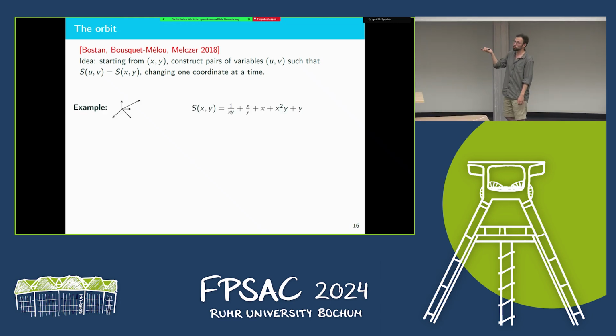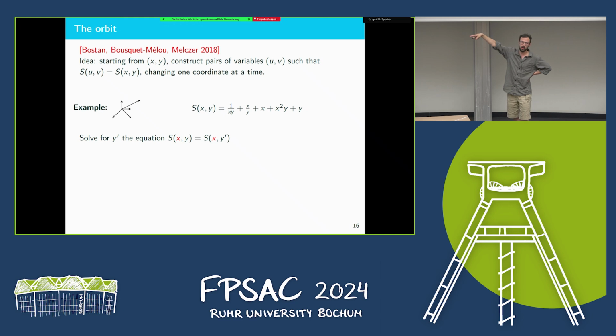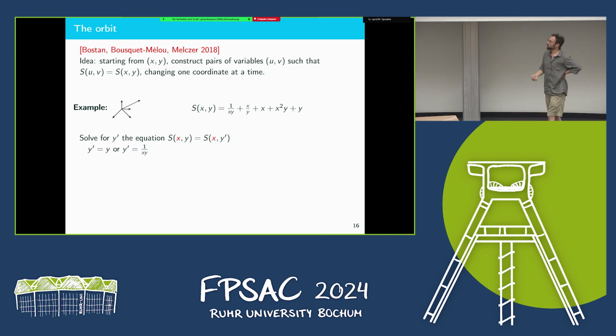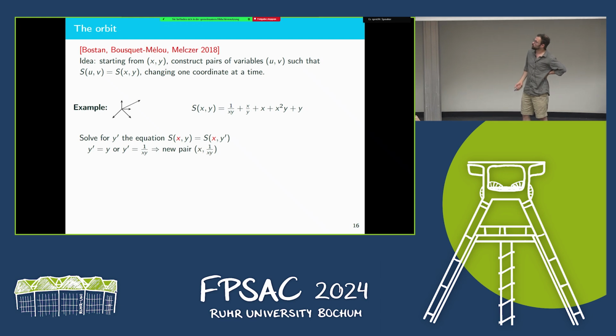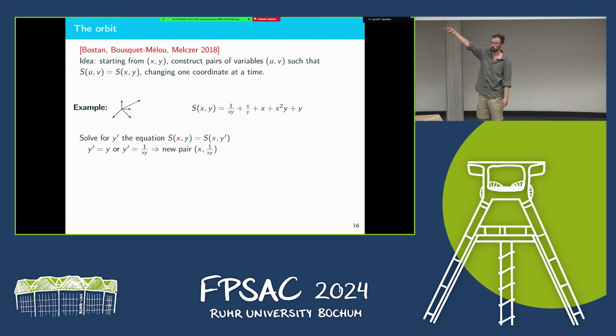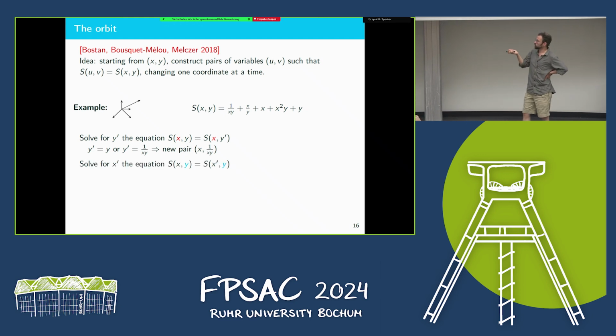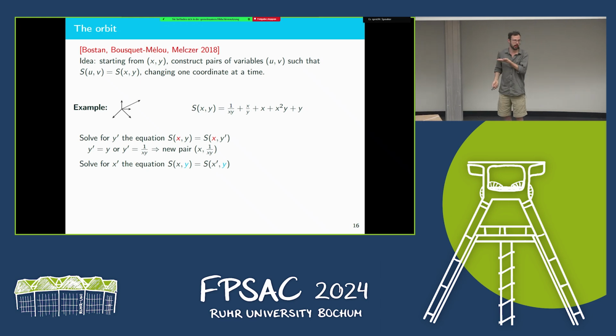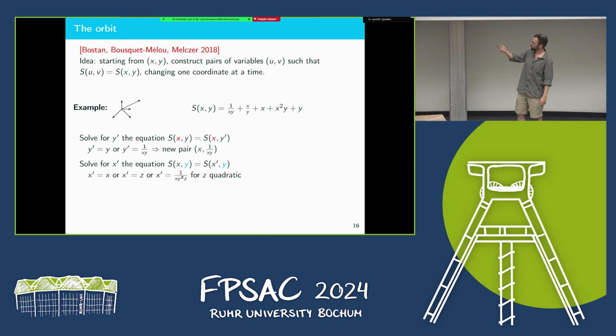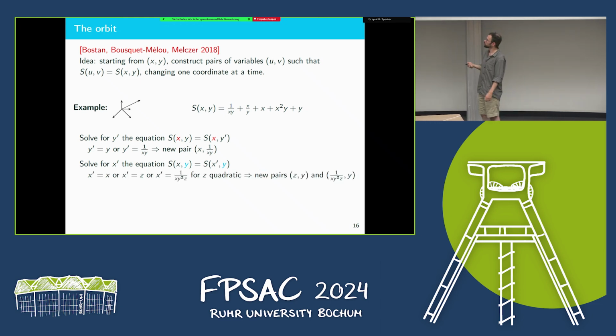So I will show you on an example, our running example. I start from the pair (x,y) and I fix the first variable, so I solve for y' this equation. I find two solutions, and among them there is a trivial solution y and another one, 1/(xy), which gives me one new pair. Now I will perform the same step, but this time I fix the second variable and I solve the same kind of equation. This time I have three solutions, which give me two new pairs.